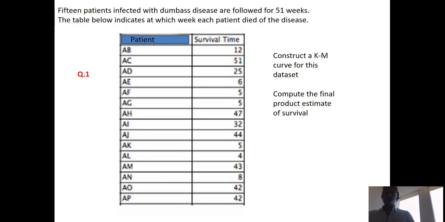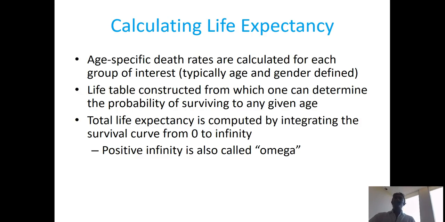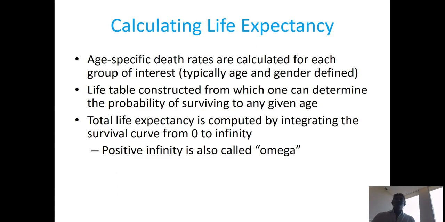I've got some homework for you. Here's some data you might want to try. I would like you to construct a Kaplan-Meier curve for these data and compute the final product estimate. And if that's too easy, well, separate out by sex. So consider these ones, the M's are men and the F's are women, and construct two different Kaplan-Meier curves and see if they are different for you. And if you can do that, then you've got it figured out. That's the hard part. Okay.